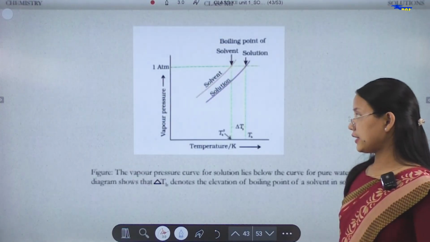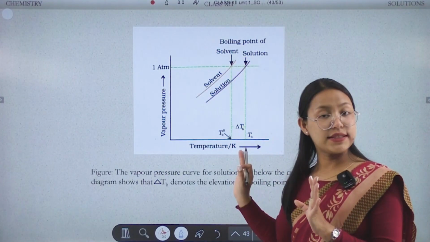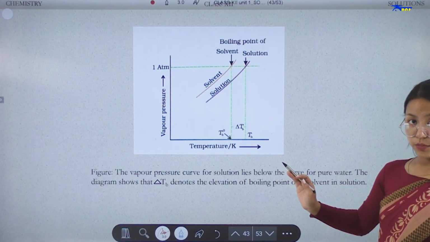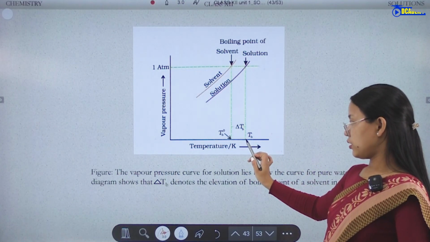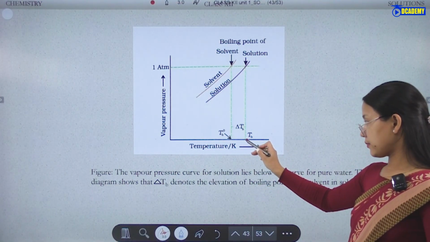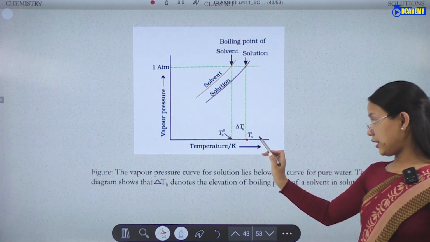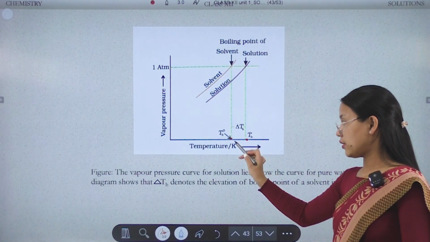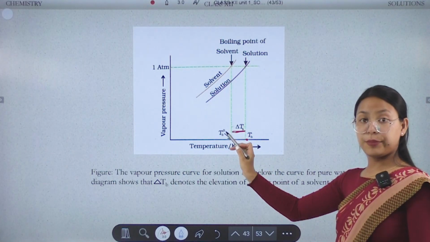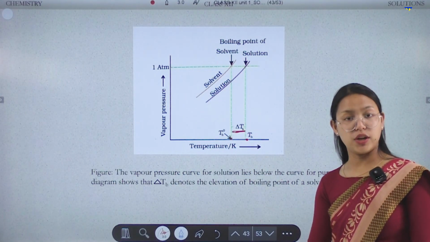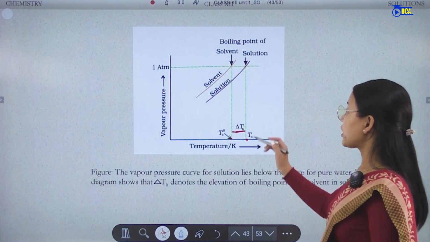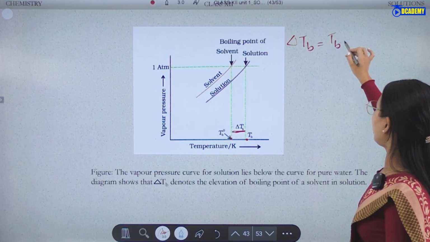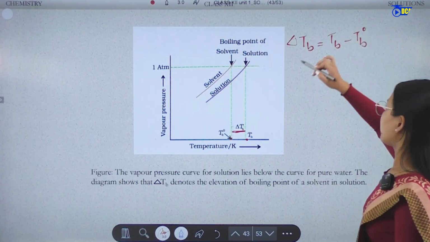Now in the next slide, let's see this picture. This is a plot of vapor pressure versus temperature. First, here TB is here, and TB naught is here. TB is greater than TB naught. The difference between these two, this gap, is the elevation of boiling point. So delta TB equals TB minus TB naught.